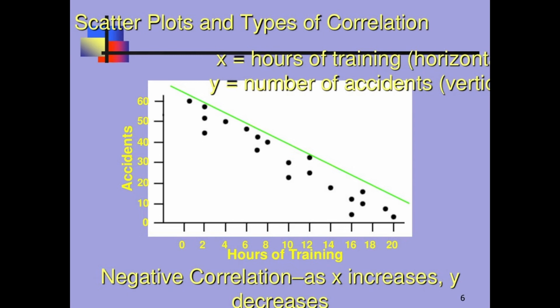Scatter plots and types of correlation, where x equals hours of training and y equals number of accidents. This is the graph. The y-axis is the accidents, the x-axis is the hours of training. Negative correlation: as x increases, y decreases.